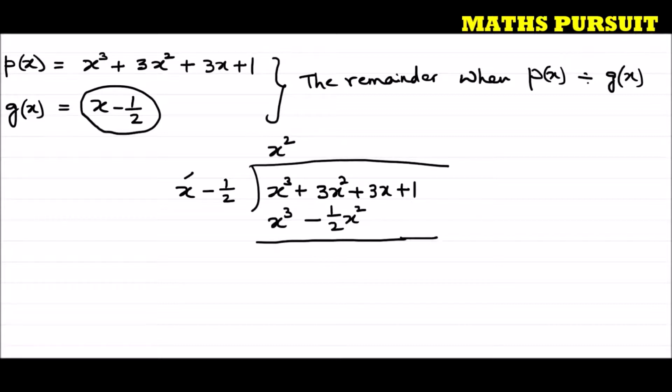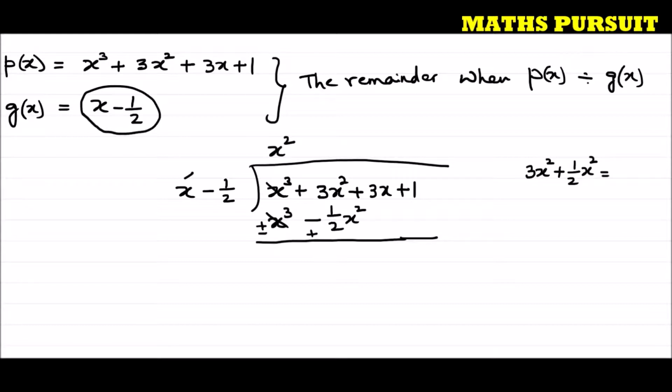If I subtract it, then I need to reverse the symbols here. Here it is plus, it became minus, and here it is minus, it became plus. Plus x to the power 3 minus x to the power 3 cancels out. We are left with 0. Then 3x to the power 2 minus 1 by 2 x to the power 2. Here we are getting 3x to the power 2, not minus, plus 1 by 2 x to the power 2.